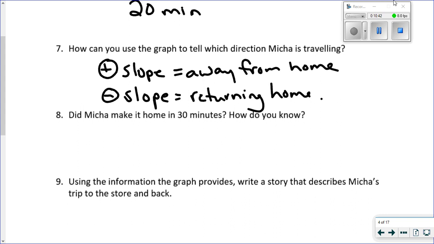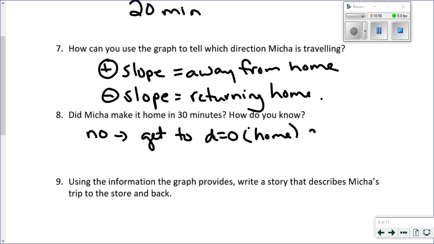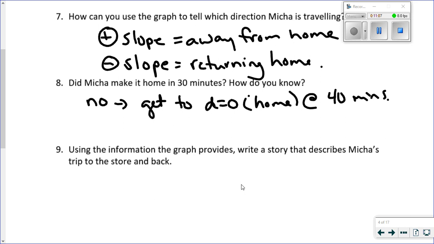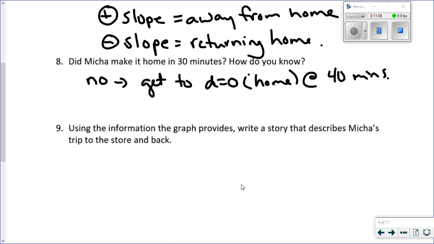Did Micah make it home in 30 minutes? No, he was a naughty monkey. He gets to D equals 0, home, at 40 minutes. So he spent too much time chatting up the girls in the store.